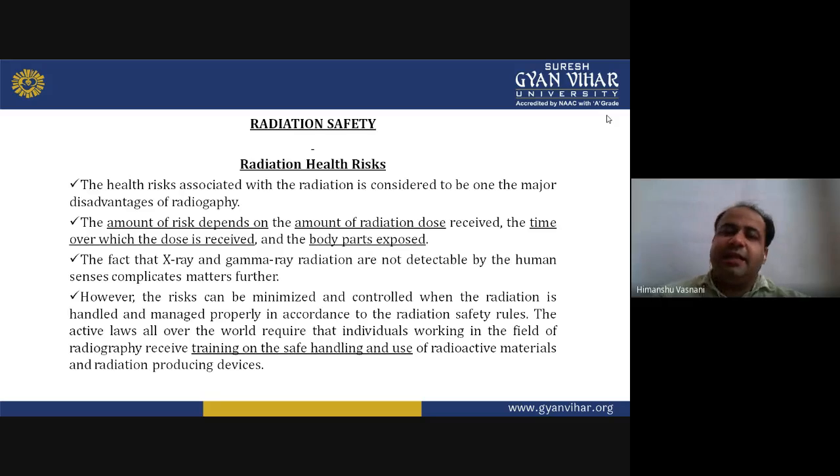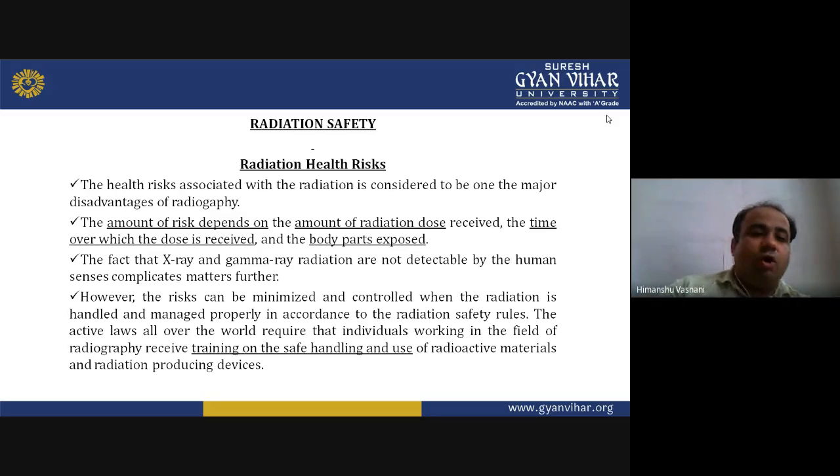The fact that X-ray and gamma ray radiations are not detectable by the human senses complicates matters further. However, the risk can be minimized and controlled when the radiation is handled and managed properly in accordance with the radiation safety rules.